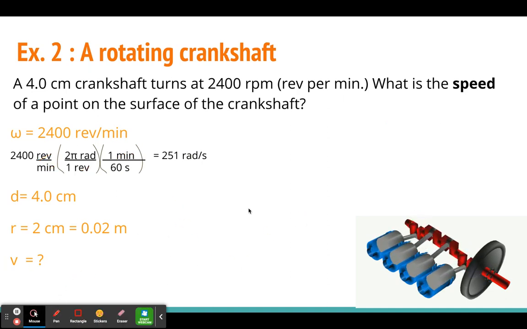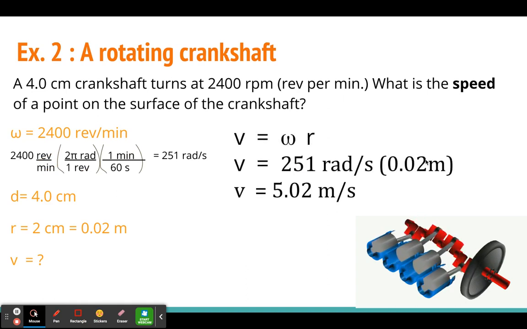Once we have the angular velocity in the correct units, we can plug into our relationship for tangential velocity in terms of rotational velocity. So we get 251 radians per second times 0.02 meters. We get 5.02 meters per second.